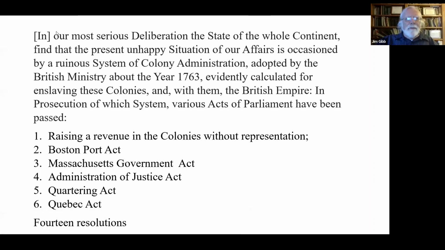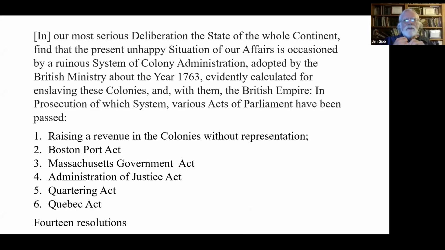But further on in the document, it says, in our most serious deliberation, the state of the whole continent, we find that the present unhappy situation of our affairs is occasioned by a ruinous system of colonial administration adopted by the British ministry about the year 1763, evidently calculated for enslaving these colonies, and with them the British Empire, in prosecution of which system various acts of Parliament have been passed, and there they are. And they have 14 points, which I'll get to in a moment.